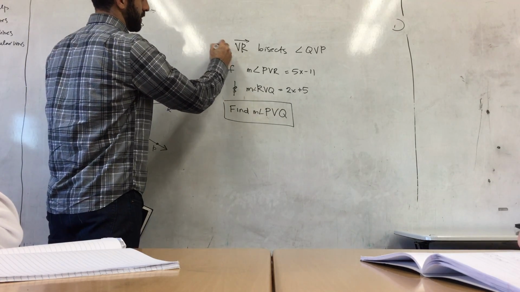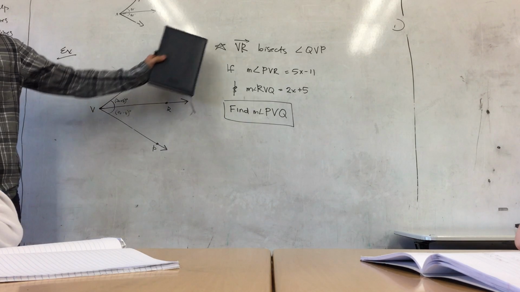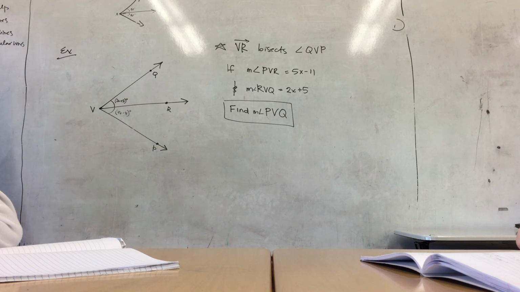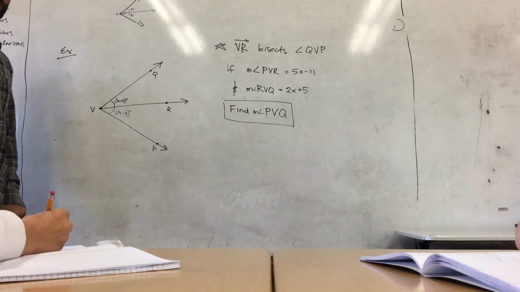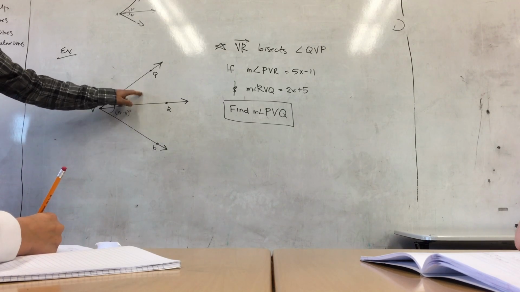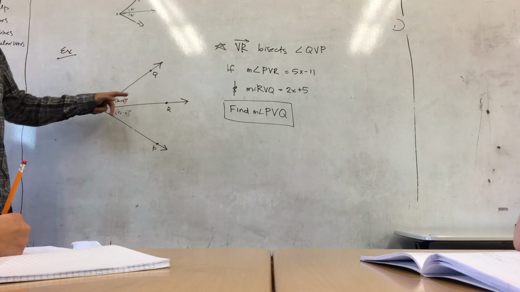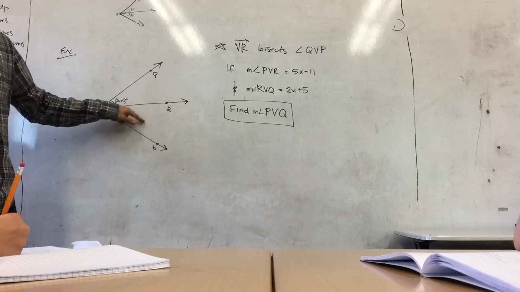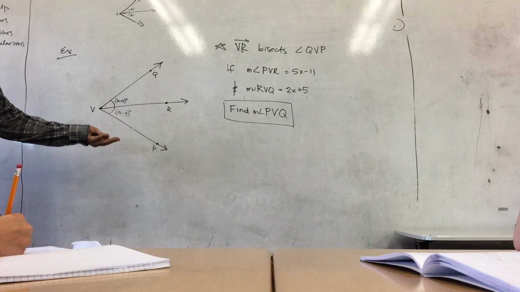Right here, okay? Important piece of information, number one, that you need. What does that tell you about the measure of these two angles? If this line is splitting this angle exactly in half, what does that tell you about these two? They're the same measure. They have to be. Okay.